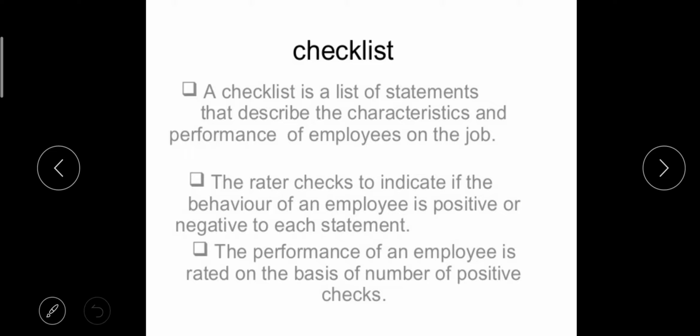Next is the definition. A checklist is a list of statements that describe the characteristics and performance of an employee on the job, and the rater checks to indicate if the behavior of an employee is positive or negative to each statement. The performance of an employee is rated on the basis of the number of positive checks. So once you have finished the ticking, we can see how many you got positive and how many negative, like how many statements are yes or no. It may be used for employment, for performance appraisal, and it can be used for students as well.